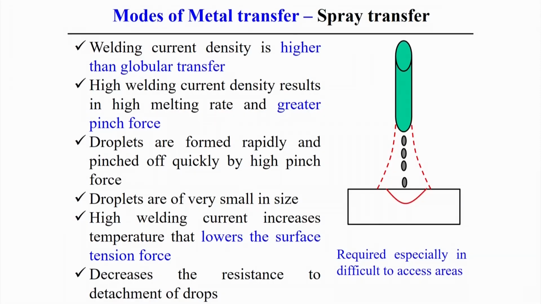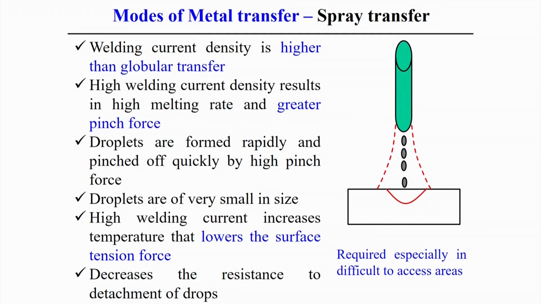So, in this case this type of droplet transfer is specifically important when some intricate part needs to be welded. In that type of component welding, the spray transfer is the more preferable condition.